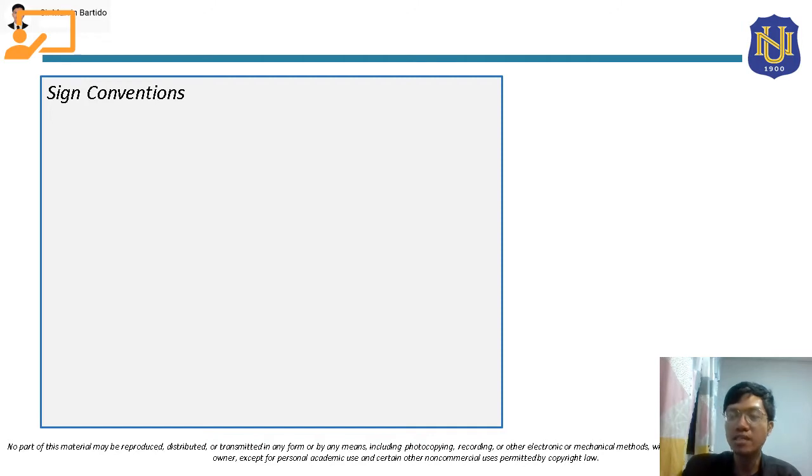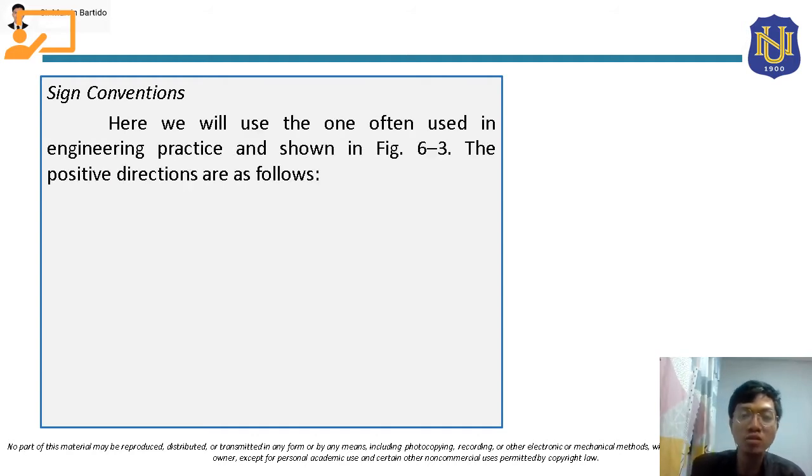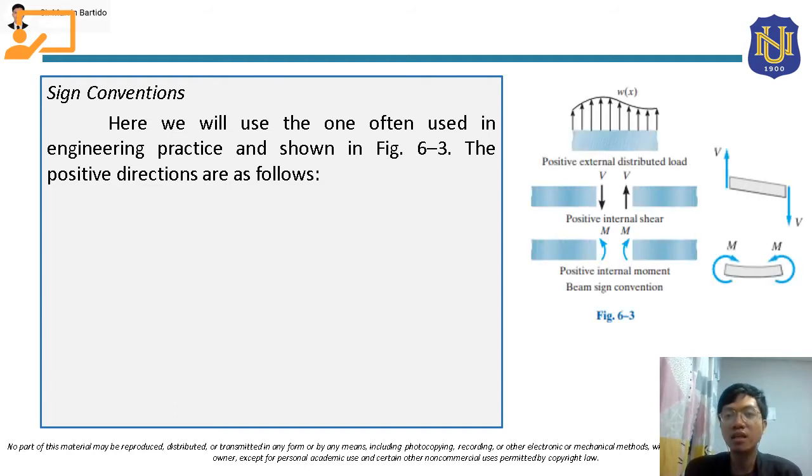Okay, so before presenting a method for determining the shear and moment as functions of x and later plotting these functions in the shear and moment diagrams, it is first necessary to establish a sign convention so as to define positive and negative values for shear and moment. Although the choice of a sign convention is arbitrary, here, class, we will use the one often used in engineering practice and shown in this figure.